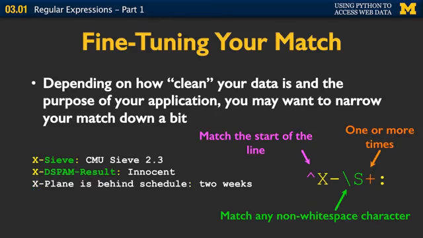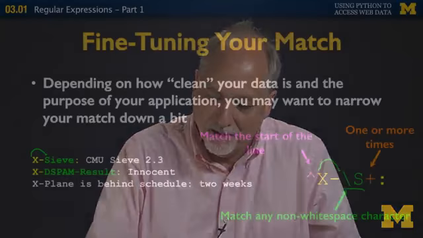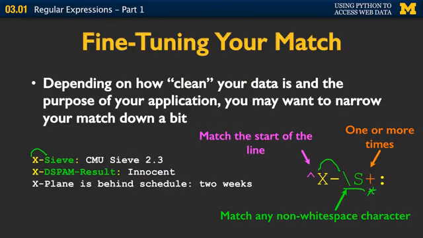We can say, you know what? We don't just want an X at the beginning of the line. We want an X dash. So that says I'm going to match X dash. And then instead of any character, which a dot would be, we use backslash S. A backslash capital S says non-blank character, any non-whitespace character. And then instead of star, where star is zero or more times, we use plus, which is one or more times, followed by a colon.